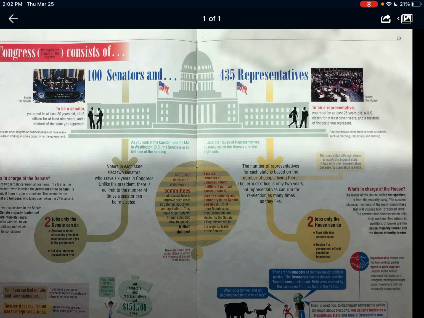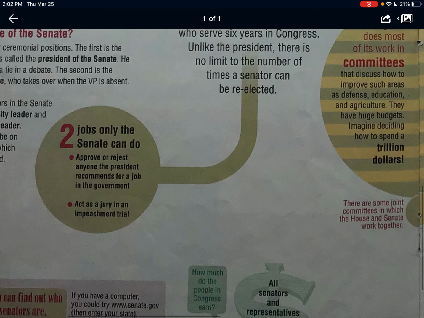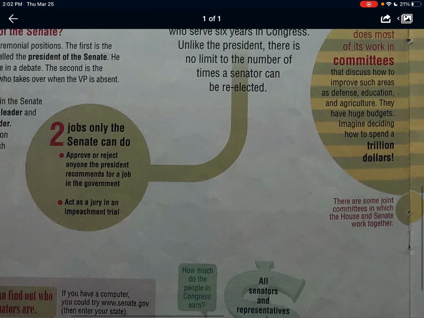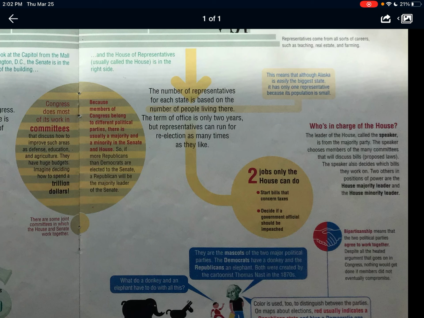Okay, I'm giving you a hint. One group has 100 members, the other group has 435. All right, then I want you to tell me what are 2 jobs that only the Senate can do. And then tell me 2 jobs that only the House of Representatives can do. All right, now after you do that, I want you to think about this. What specific job did both the House of Representatives and the Senate take part in during our last president's term? I'm talking about Mr. Trump. All right, what specific job? There was a big job they took part in, not once, but twice. I would like you to tell me as much as you can about that.